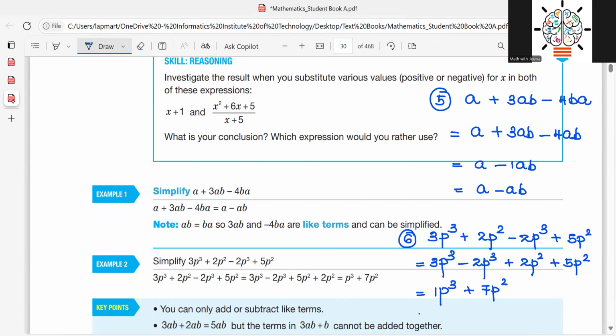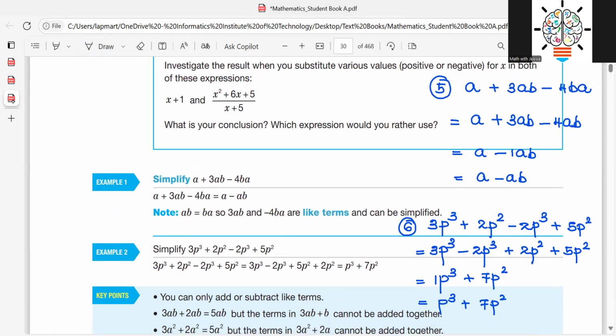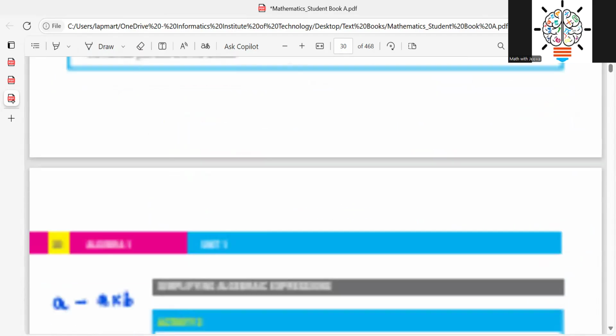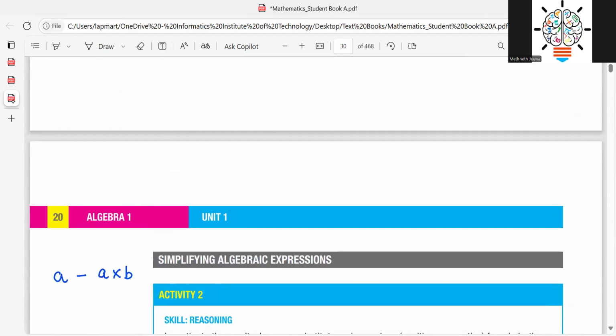So then to conclude the answer, we write p cube plus 7p squared. Can we add these? No. P to the power 3 is something else and p to the power 2 is something else. So you can't add them together. You just keep the answer like this. Okay. So now you have 6 examples under like terms and unlike terms and the subtopic simplifying algebraic expressions.